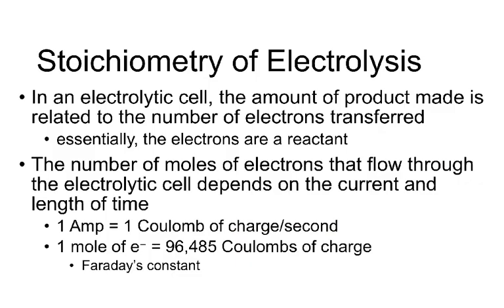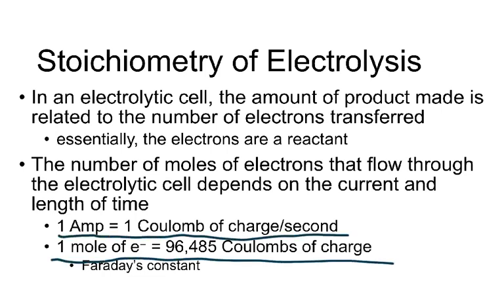All right. We can also figure out the stoichiometry of electrolysis. The amount of product made is related to the number of electrons transferred. So we can basically set up a big dimensional analysis problem and figure out the number of moles of electrons and the mass of product that we get depending on how long we run the electrolysis for. So you need to know that 1 amp is 1 coulomb per second. 1 mole of electrons is 96,485 coulombs of charge.